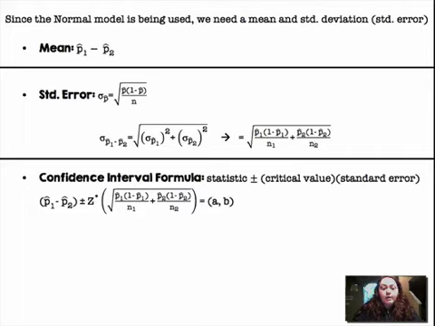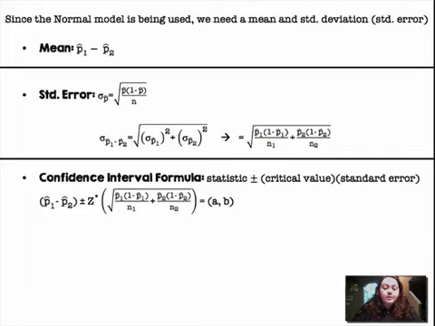For the standard error, we find the standard deviation of one sample the exact same way as we have been. But when finding the standard deviation of the difference, it's each standard deviation squared, added together. So we could just do all the work at one time. It's the square root of p hat 1 times 1 minus p hat 1 over n1, plus p hat 2 times 1 minus p hat 2 over n2.